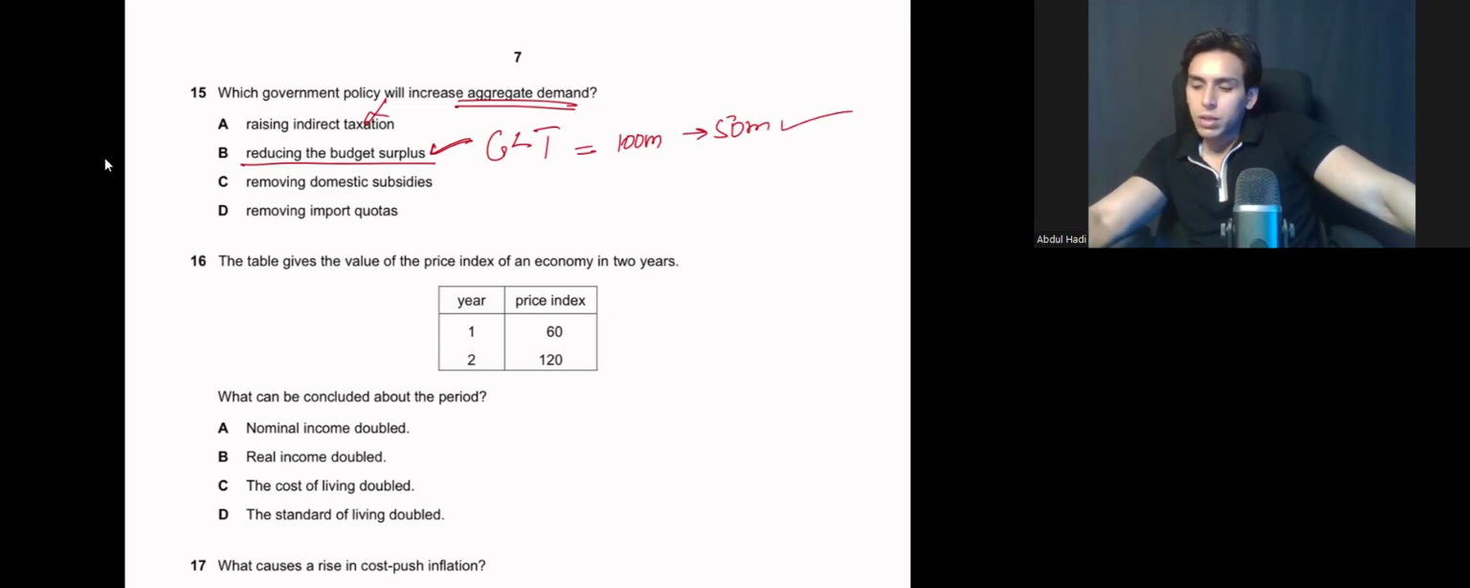Correct answer. Removing domestic subsidies? No, it will not increase aggregate demand. Removing import quotas? No, it will increase imports, which will reduce aggregate demand. So the answer is, all right.